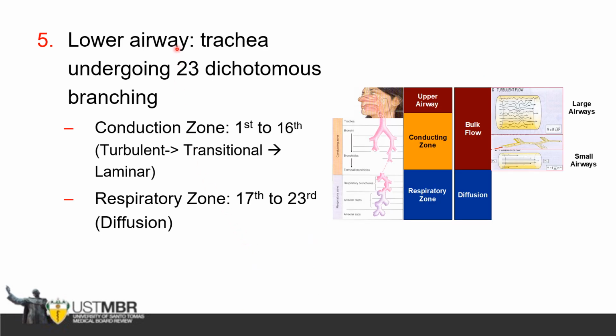The lower airway is just the trachea undergoing 23 dichotomous branchings. It is divided into your conducting zone and respiratory zone. Conducting zone is airway generation 1 to 16, while respiratory zone is airway generation 17 to 23. In the large airway, it is a turbulent flow, while in the small airway, it is a laminar flow, while in the respiratory zone, the flow of air is by diffusion.